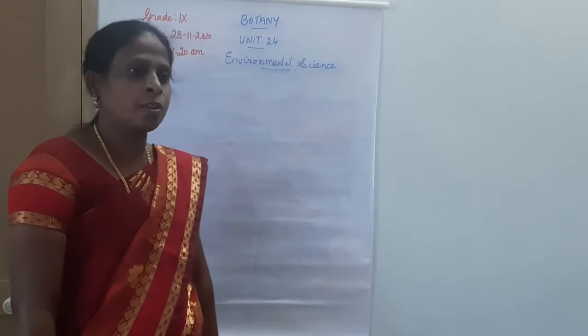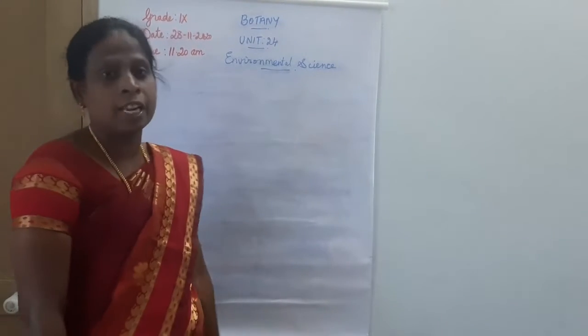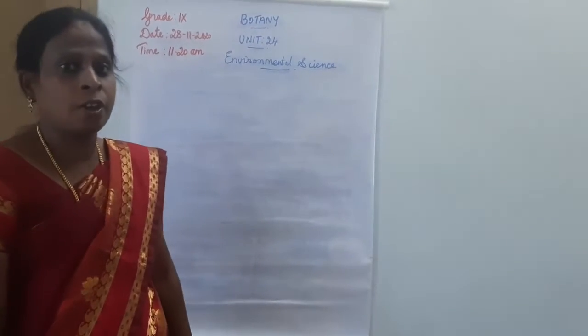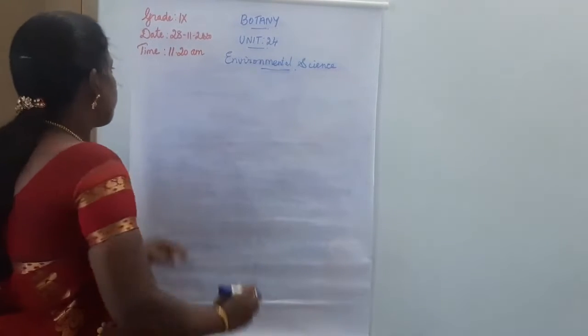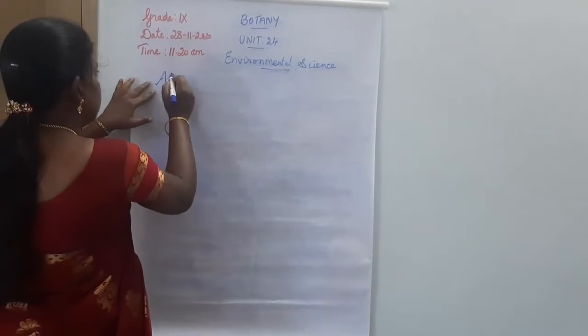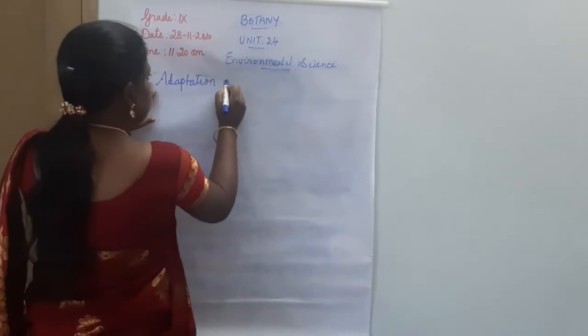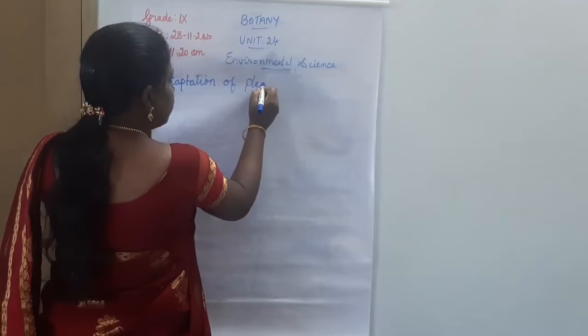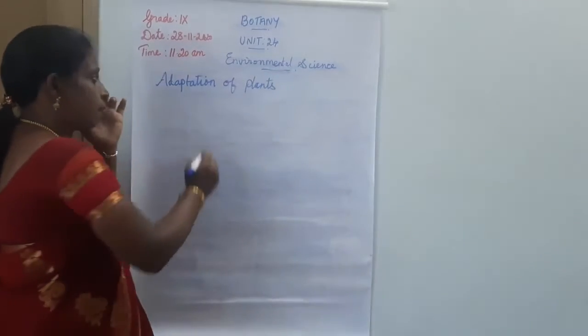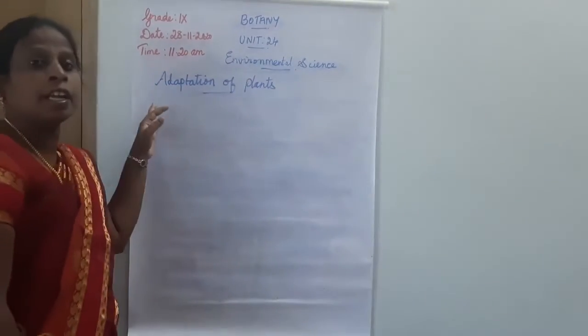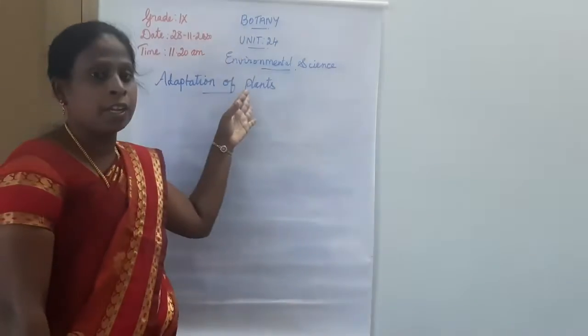So in last classes you have learned about environmental science. Last class you have learned adaptation of plants. Adaptation of plants. So on the basis of water content, plants can be classified into three types.